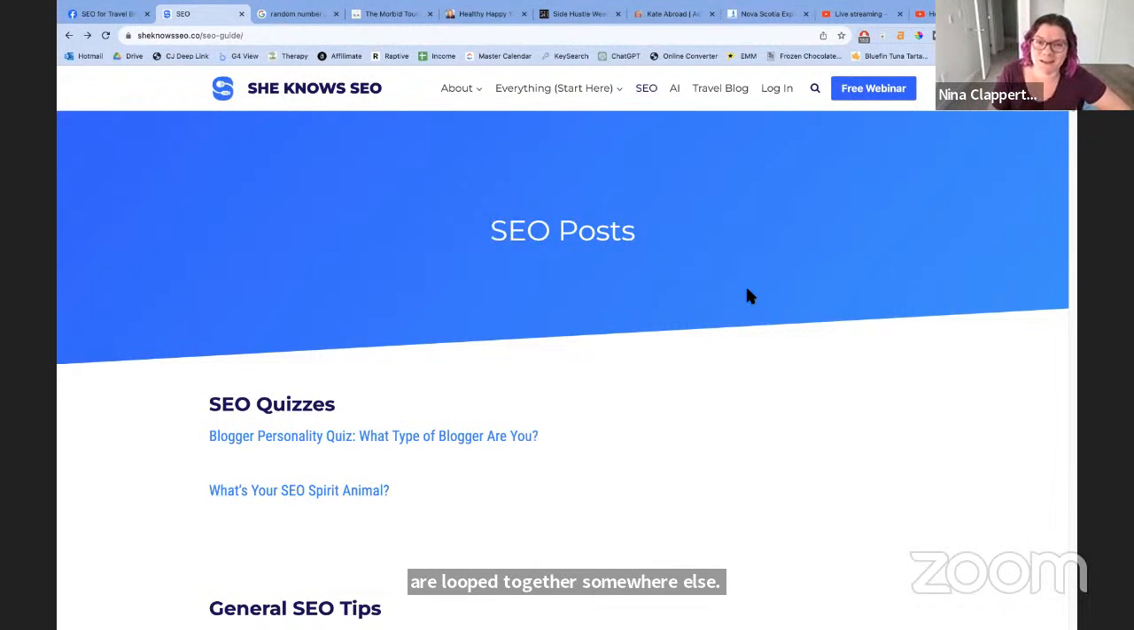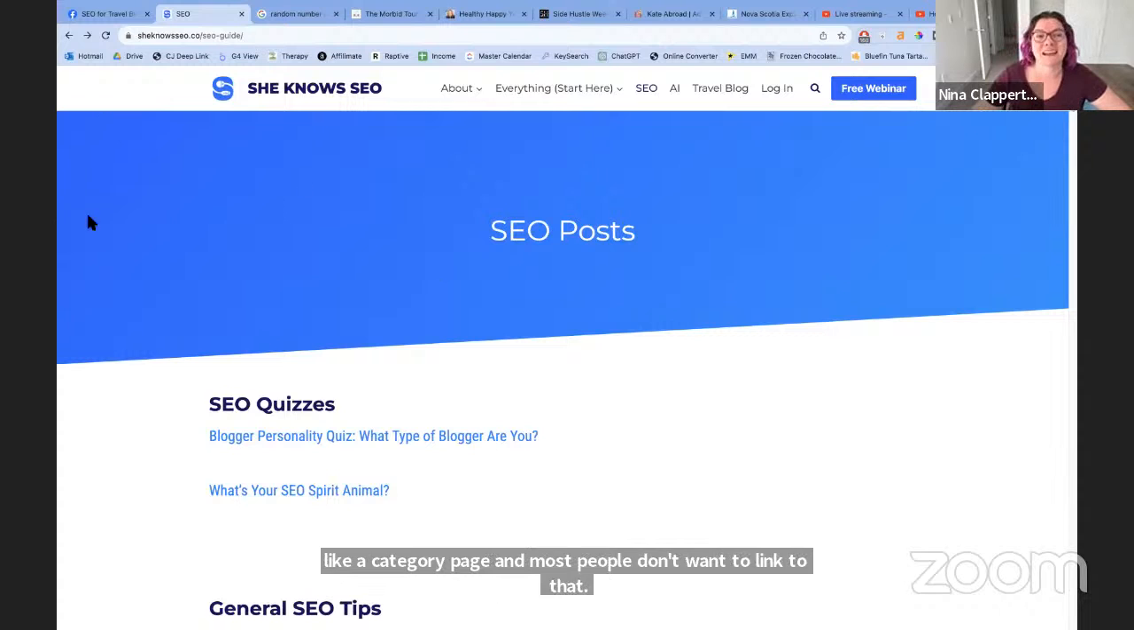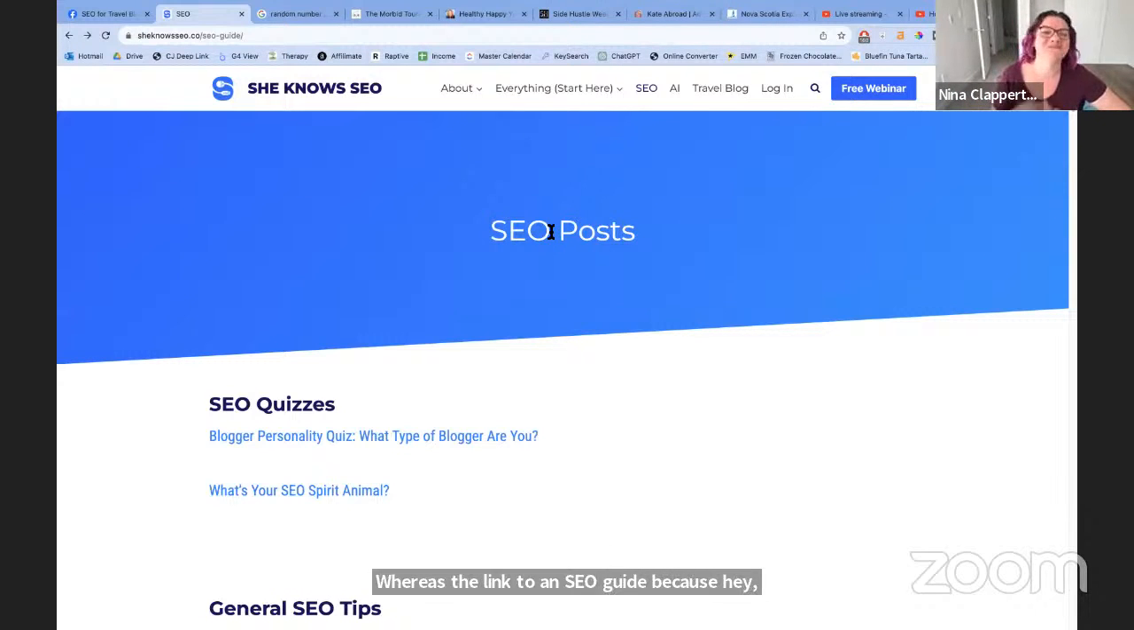But category pages cannot pass authority because they're nested. I link to these posts internally and with backlinks, so I get more authority that way. It's very hard to do that with a category page, especially because they look like a category page and most people don't want to link to that. Whereas they'll link to an SEO guide because, hey, it's a guide. That sounds really helpful. So that's another reason to think about that.